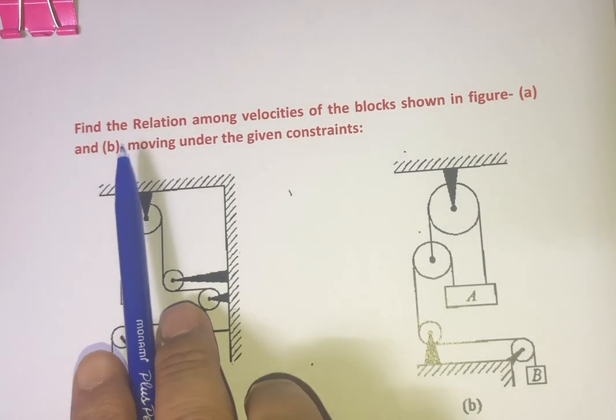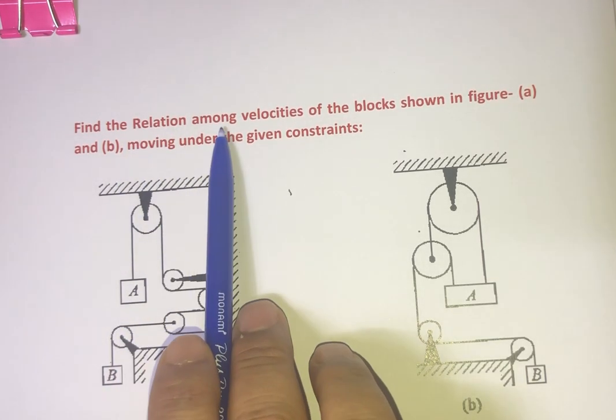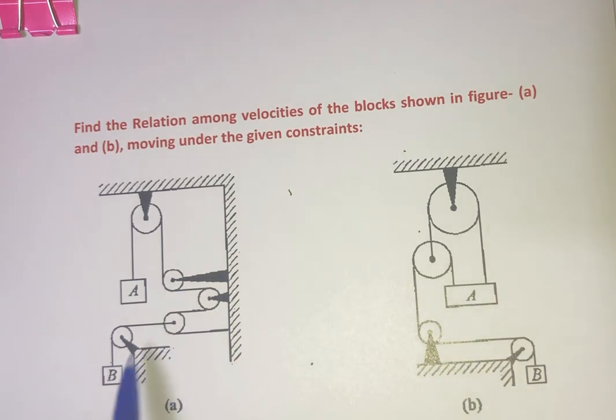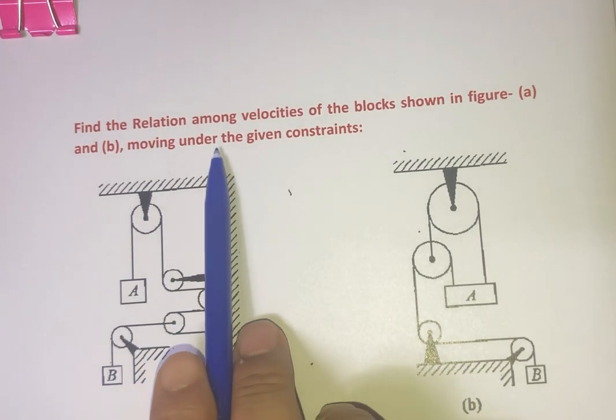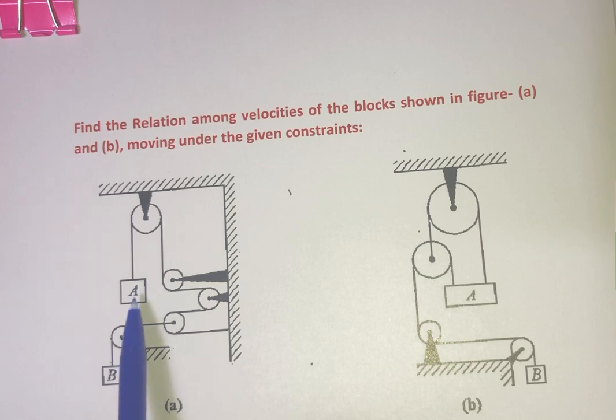This is the question regarding finding the relationship among the velocities of the blocks A and B for figure A as well as figure B, under the given constraints. So these are the constraints which are given, and we are supposed to find out what will be the relationship between the velocity of mass A and velocity of mass B in A and B part. So in this case, let us start with figure A.